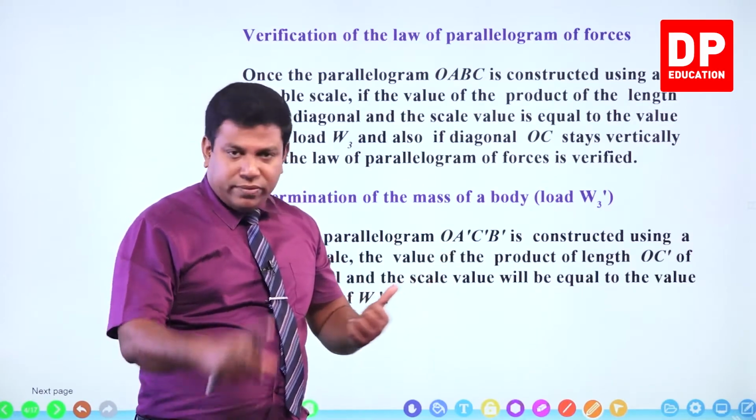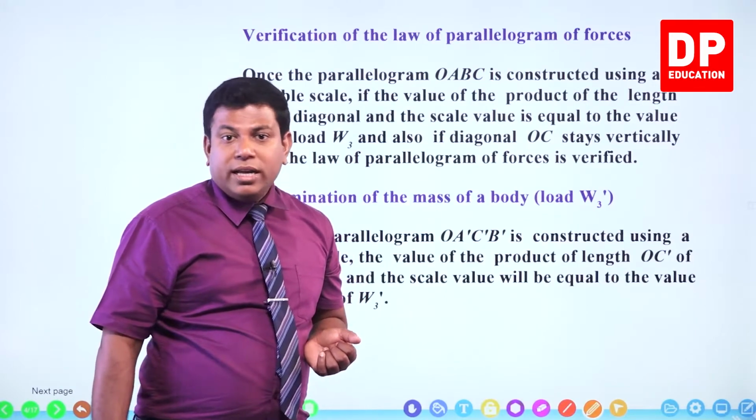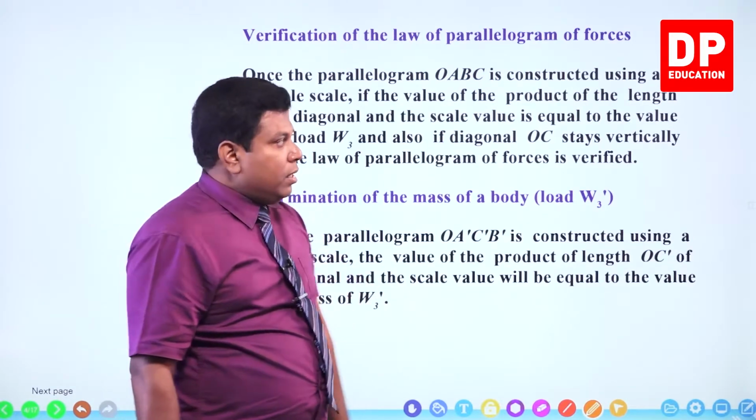That's why they say product of the length of the diagonal and the scale. That should give you the unknown mass that you hung in the middle, right? Look at the method.